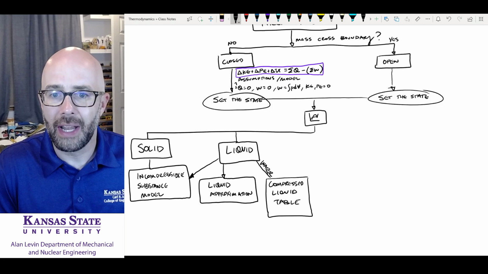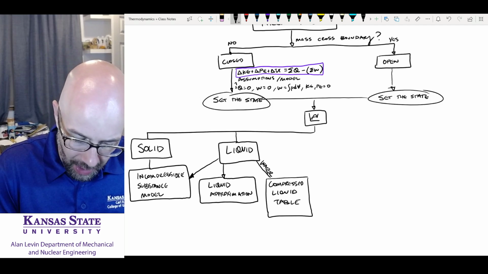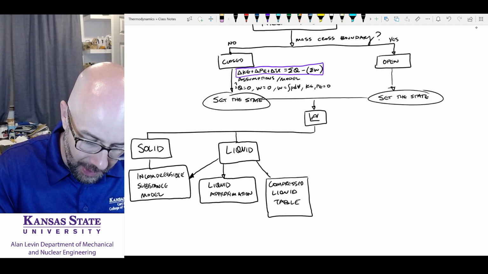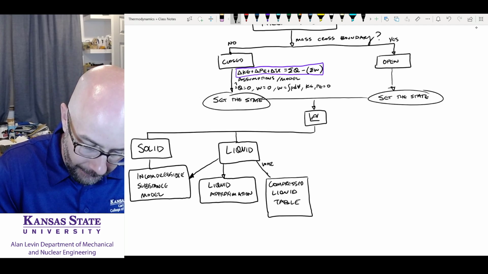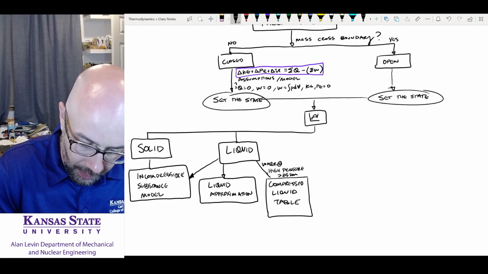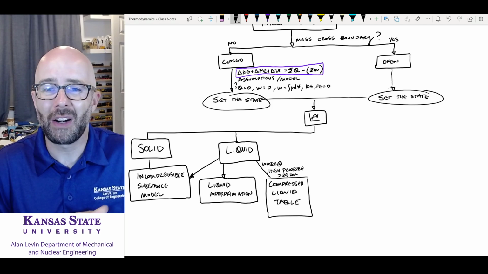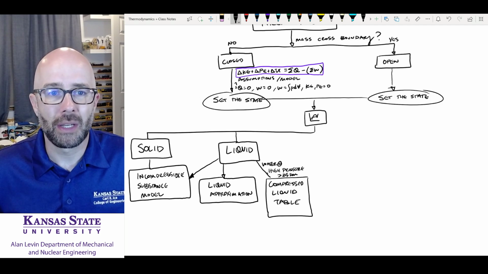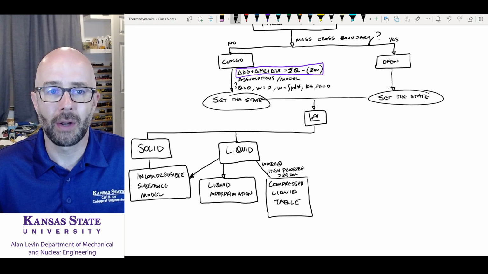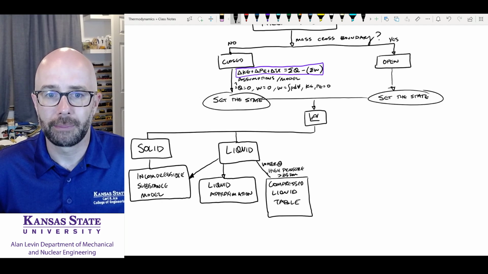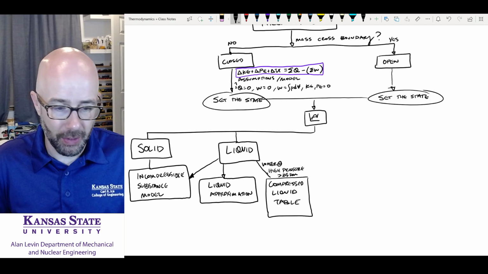Okay, if you have water, I should say here, water at high pressure, means they're greater than 25 bar, we can go to the compressed liquid table. Otherwise, we're going to use a liquid approximation. I mean, very few times do we use compressed liquid tables for water. We use liquid approximation or the incompressible substance model quite often with water. But I want to show you all your options that you can do here.